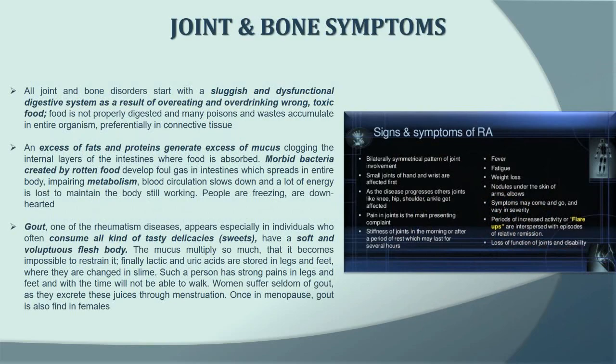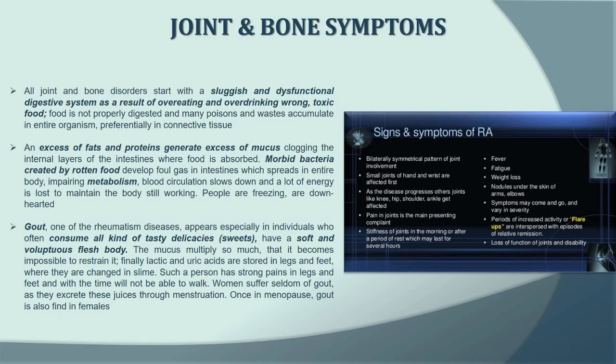What are the symptoms of joint and bone conditions? Well, all joint and bone disorders start with a sluggish and dysfunctional digestive system as a result of overeating and overdrinking the wrong and toxic kind of food. So food that is not properly digested, and many poisons and wastes, accumulate in your entire organism and preferentially in your connective tissue. And excess of fats and proteins also generates excess mucus that is clogging the internal layers of the intestines where the food is absorbed.